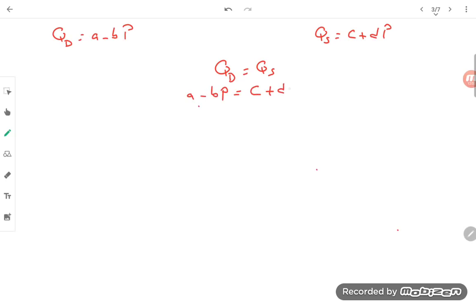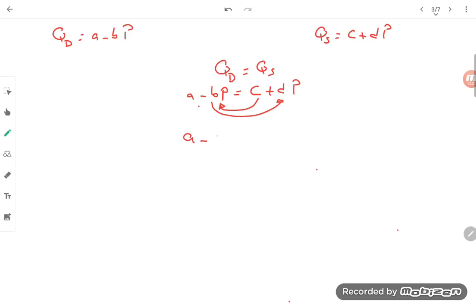As we said before, QD equals A minus BP, and QS equals C plus DP. Equilibrium means that QD equals QS, so we are going to substitute using the two equations: A minus BP equals C plus DP. This is going to be moved to the other side with the opposite sign, and this is going to be moved to the other side with the opposite sign.